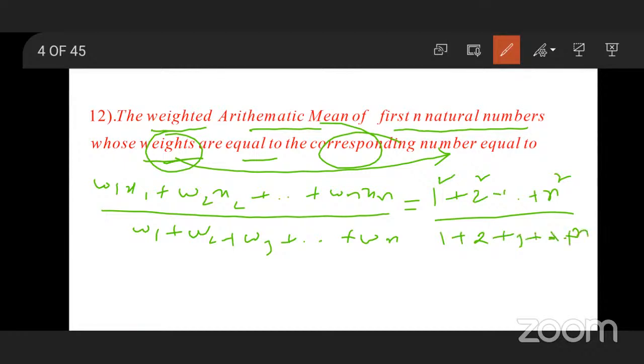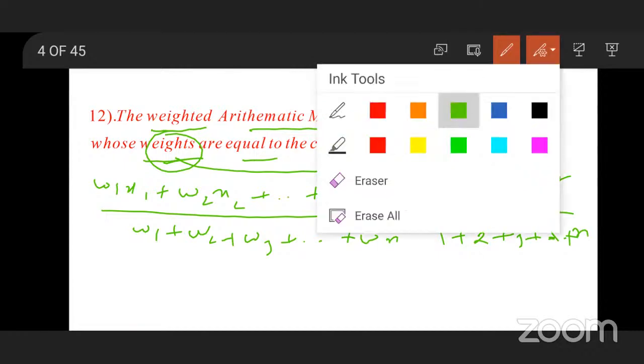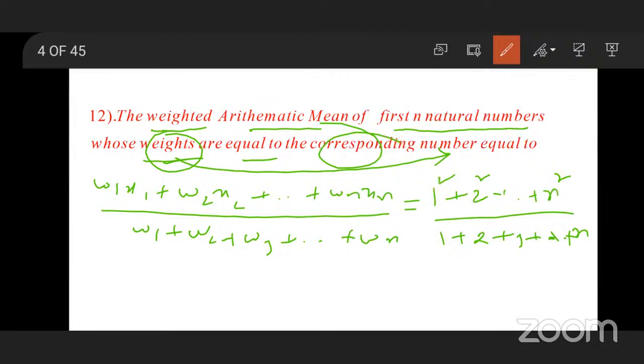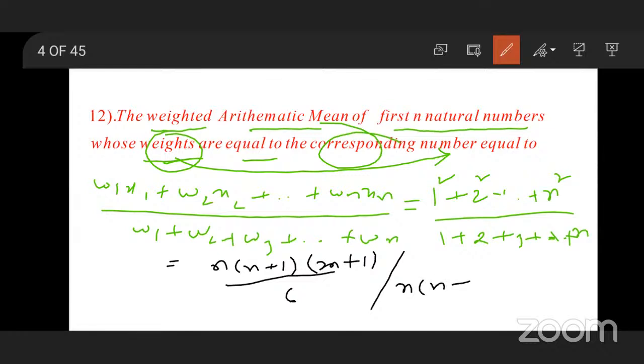What is given? W1 value is equal to 1, x1 value is equal to 1. 1 into 1 is equal to 1 square. W2 value and x2 value are 2, 2 into 2 is equal to 2 square. Up to n into n is equal to n square. So 1 square plus 2 square plus 3 square up to n square. What is the formula? The sum of n squares, we already know the formula: n into n plus 1 into 2n plus 1 by 6. And the sum of the numbers formula is n into n plus 1 by 2.